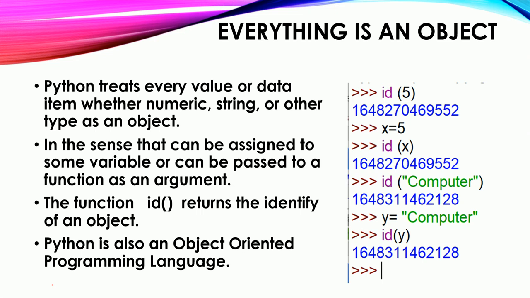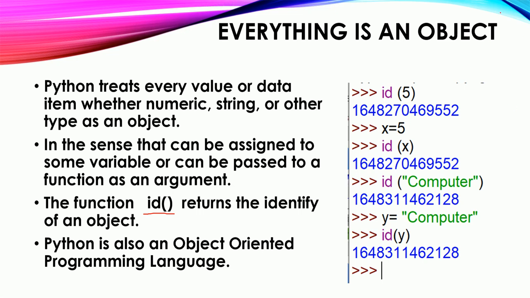Python thinks of it as an object, right? In the sense that it can be assigned to some variable or can be passed to a function as an argument. We pass it as an argument. The function name is id, with double brackets, so id(). It returns the identity of an object. So Python is also an object-oriented programming language.